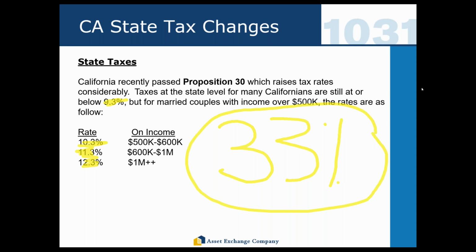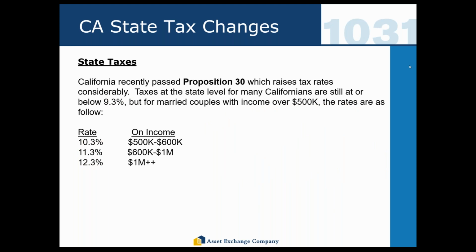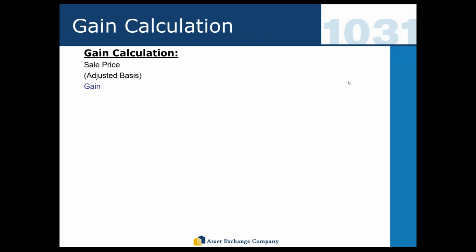Now, 33% of what, you might ask? Well, 33% of your gain. A lot of people call my office and say, well, Leonard, I sold my building for $1 million and I paid off my mortgage of $950,000. After commissions and closing costs, I don't have any cash. So if I don't have any cash, I don't have any tax bill to pay, right?